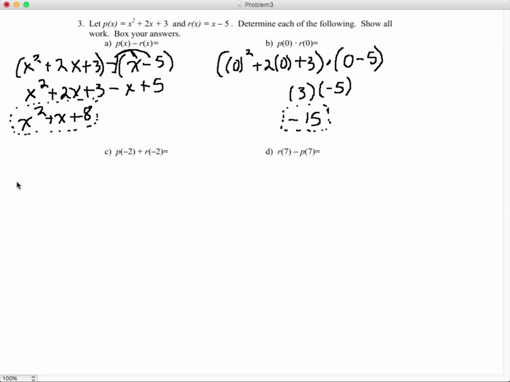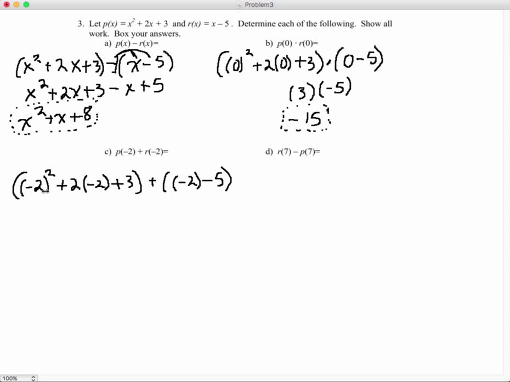Okay, part C. So in part C, we've got p of negative 2 plus r of negative 2. Okay, so p of negative 2 is going to be negative 2 squared plus 2 times negative 2 plus 3. So that's my p function. Let's wrap that in parentheses. And then we're going to add to that r of negative 2, which is going to be negative 2 minus 5. Notice in the function evaluation, when I got rid of the letter, I put the number into a set of parentheses. That's really an important thing to get used to doing.